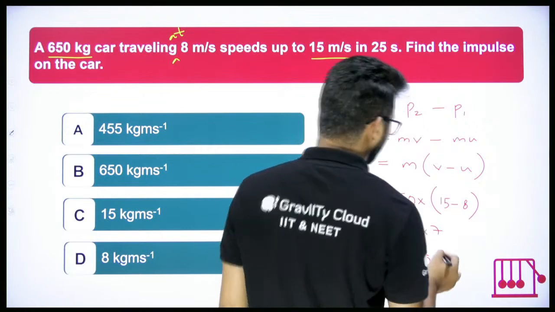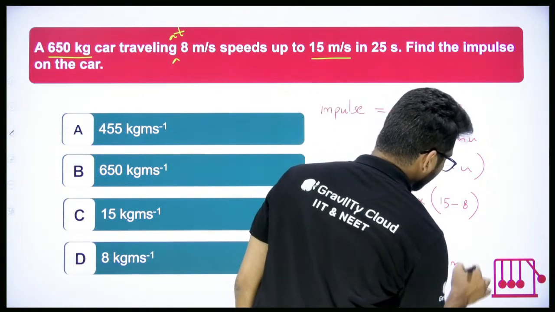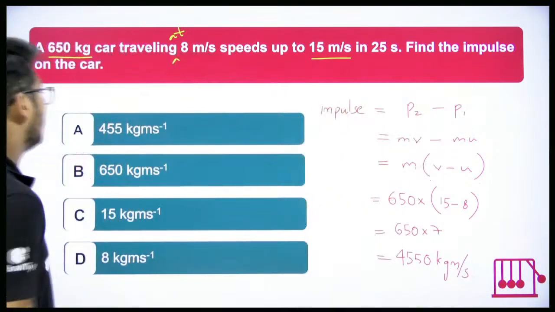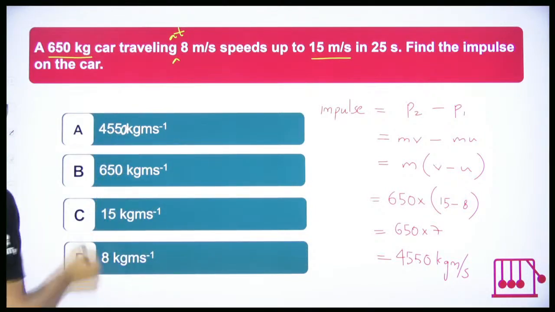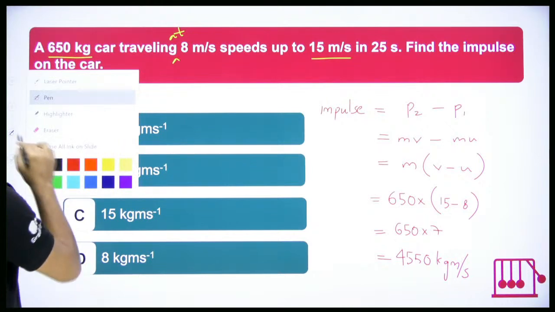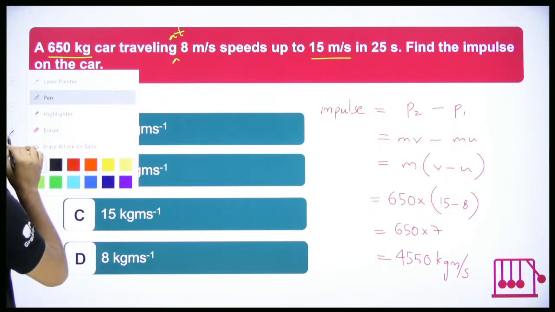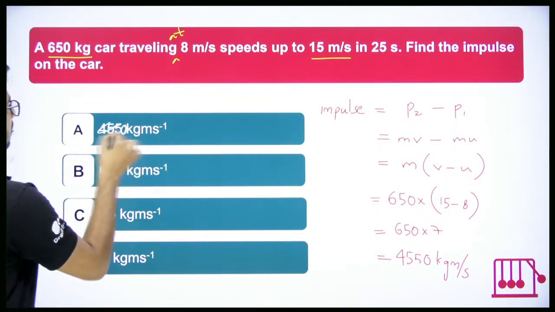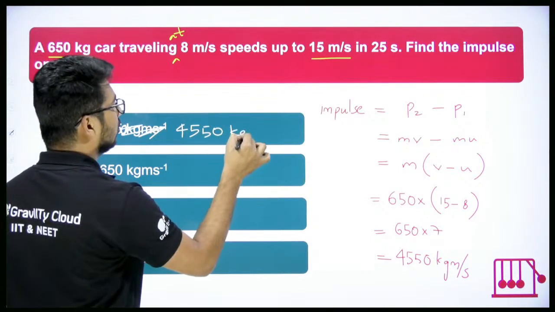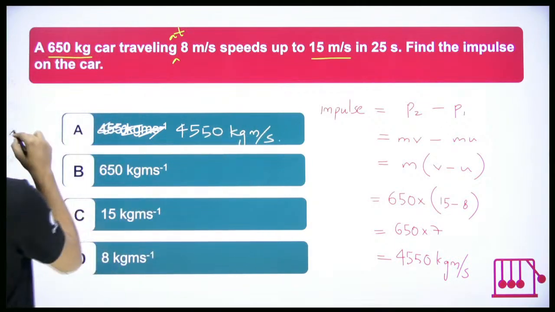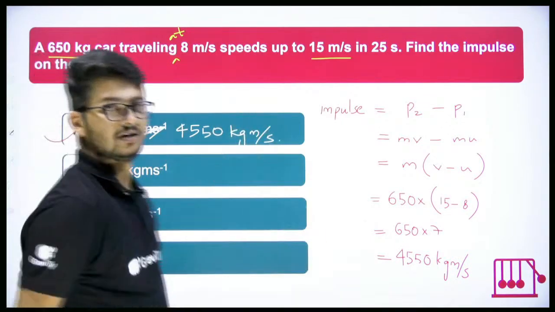So do we have the answer? We don't have the answer. The answer is not given. So it should have been option A. That means a 0 is missing here. Let me write it down again. The answer should have been 4550 kilogram meter per second. That would make option A correct.